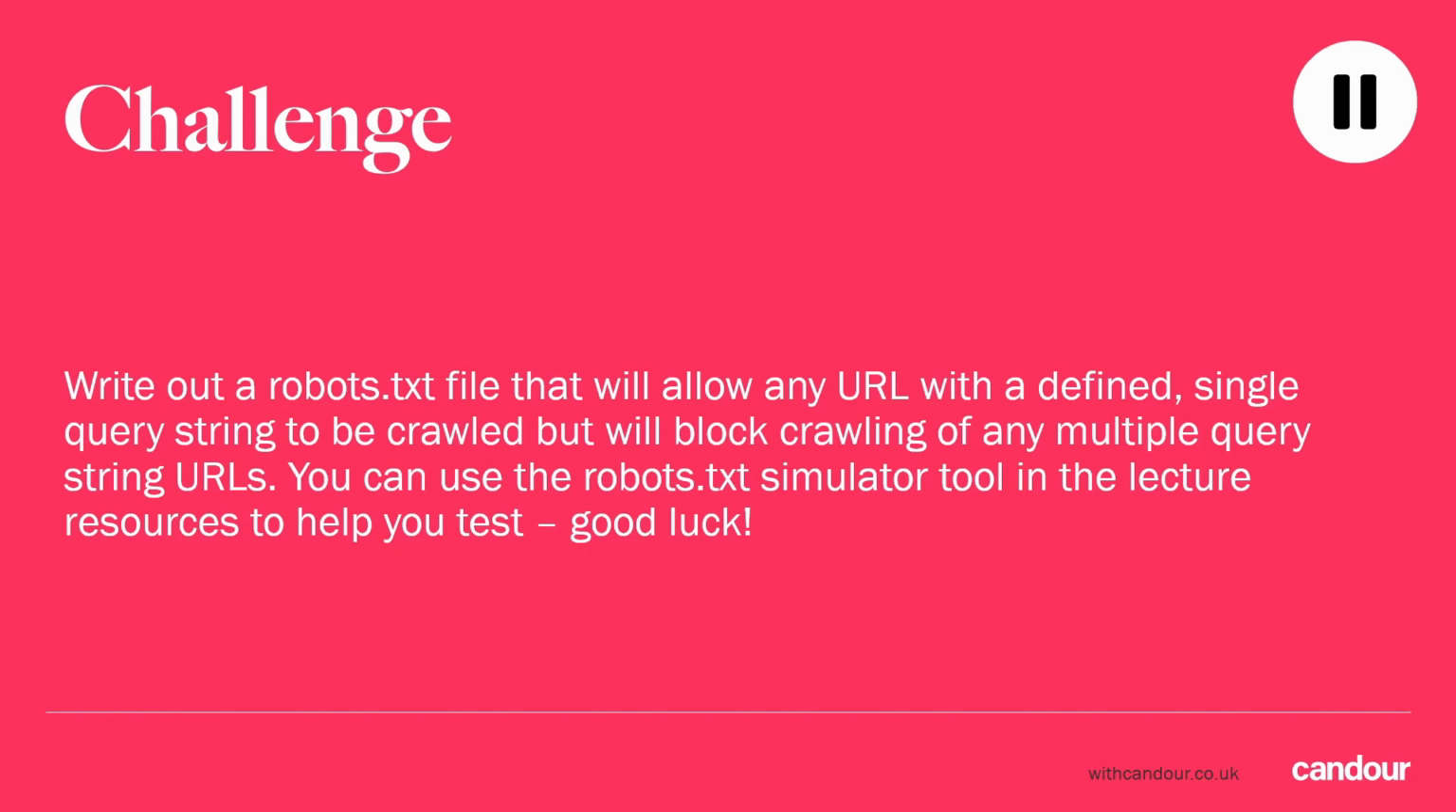So if the URL is just size equals or just color equals, that's fine. We would like it to be crawled. If the URL is size and color, or color and size, for instance, we do not want that to be crawled. We want it to be disallowed. You can use the robots.txt simulator and tester in the lecture resources. So if you go onto that tool, you'll have a way of validating your rules as you write them. As I say, don't worry if you find this difficult or challenging, because it's meant to be difficult and challenging, and we'll go through it step by step and show you how we can actually do this. Pause the video now and give that a go.